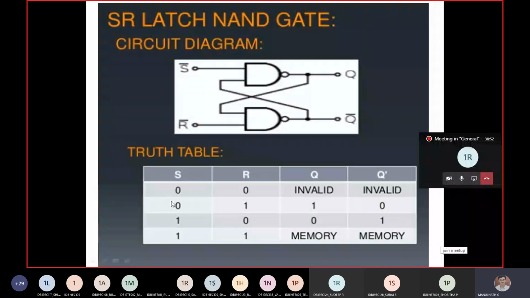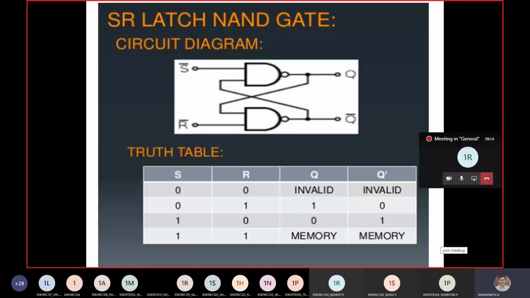If I make set as 0 and reset as 1, whatever set is there will be coming as your Q. You can see what is there. Set is 0 means your Q is 1 and Q bar is 0. So if set is 1, reset is 0, the output becomes 0, 1. Again, if it is 1, 1 state, this goes to high impedance state.